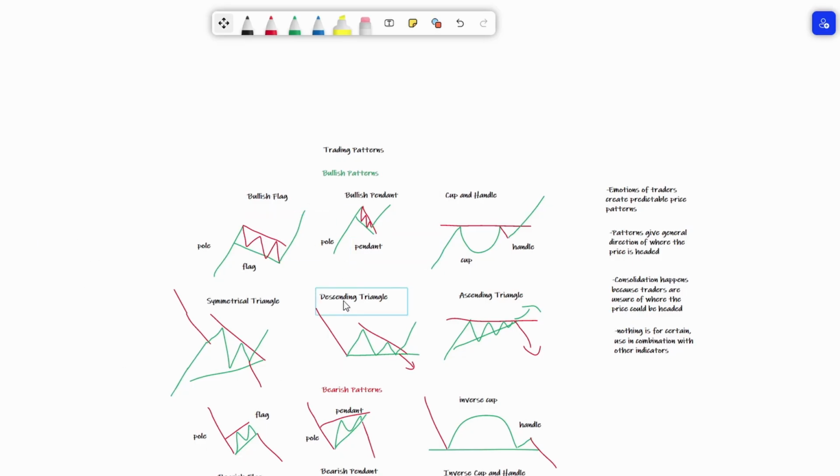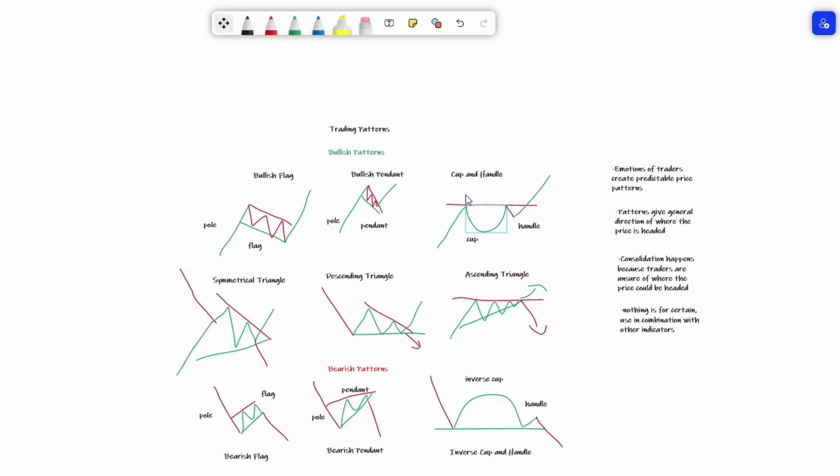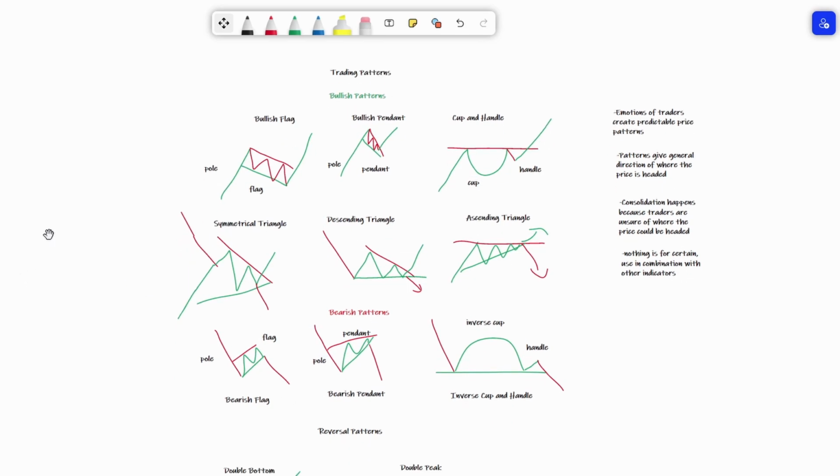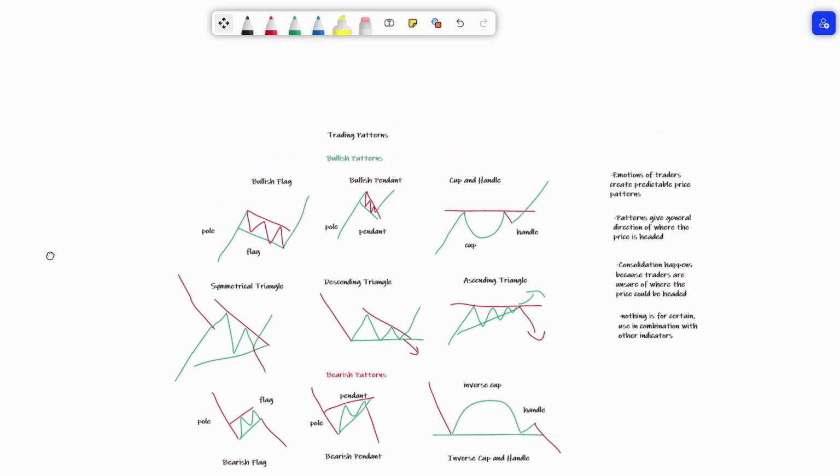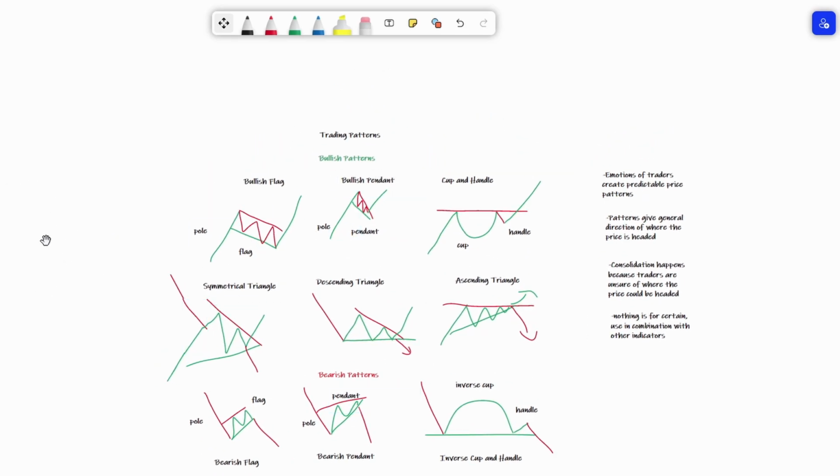Alrighty, so now let's go ahead and take a look at some trading patterns you should familiarize yourself with, because these are going to appear pretty often and they can give you a general idea of where the price is going to be going. These trading patterns are made from the emotions of other traders. They're going to be buying and selling at prices they deem fit, and that's typically going to create some pretty predictable patterns, and you can take advantage of this if you can recognize them and make the trade properly. So these patterns reflect the emotions of other traders and also give you a general direction of where the price could be headed.